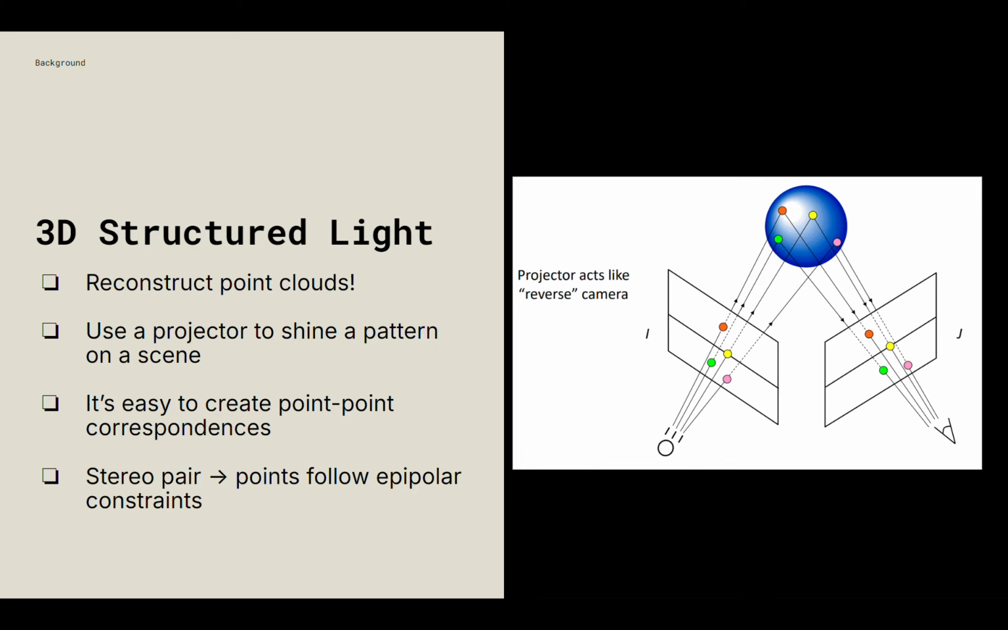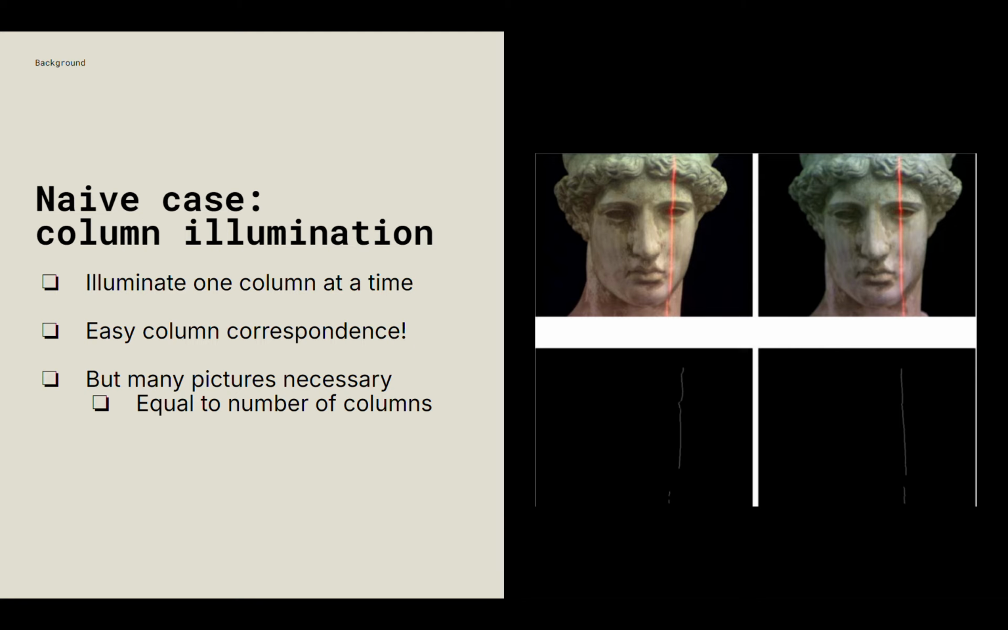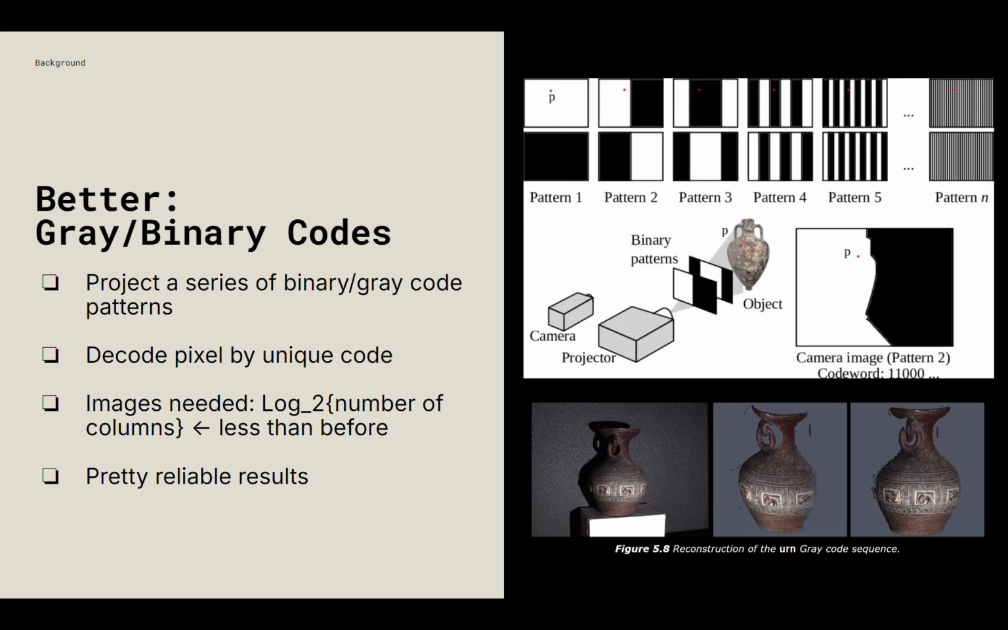The most naive case of structured light is column illumination. You illuminate one column at once, and this is very easy to form a point-to-point correspondence because you know exactly what column, but this is impractical because it takes a huge amount of images. So what's nicer is that you can use gray and binary codes. This hugely alleviates the number of images you need to take. It's essentially log 2 of the amount of columns you have in a scene. And it's pretty reliable results.